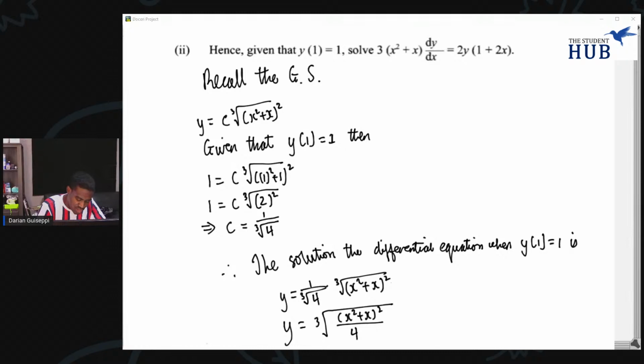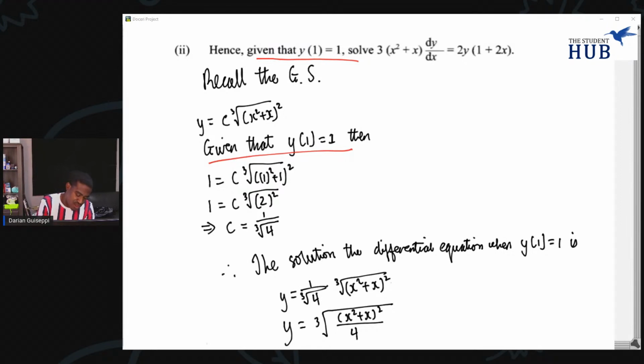So we recall that the general solution that we got in part 1 was this. But the information given in part 2 is that y of 1 is equal to 1. So given that y of 1 is equal to 1, that's what I stated here. What it's saying is that y is 1 when x is 1. So we just plug in 1 here, 1 here, and 1 here, and then we solve for c. That is what I did here, and I got c as 1 on the cube root of 4.